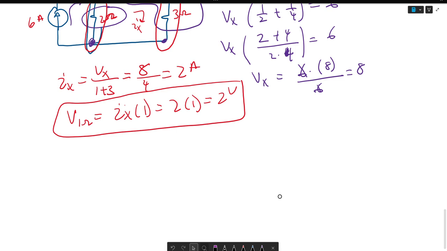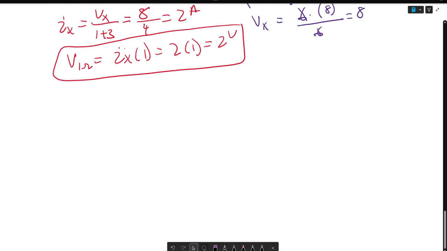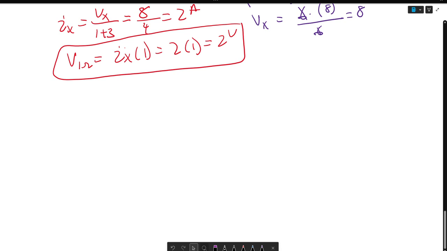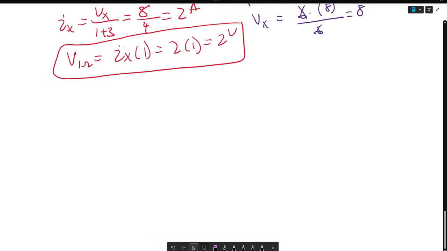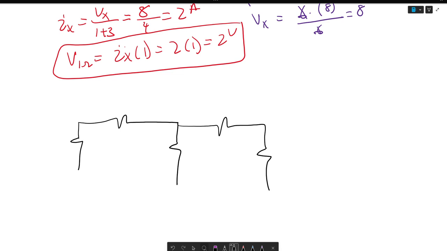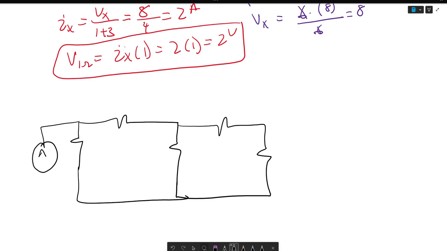So let's do the last part of this problem, which is the power across the 12 ohm resistor. And what I'll do is I'll redraw the circuit, but in a simplified version of it. So this is here. So this is 6 amps. This is 2 amps. This is 1 amp. This is 6. This is 1.2. This is 4.8.